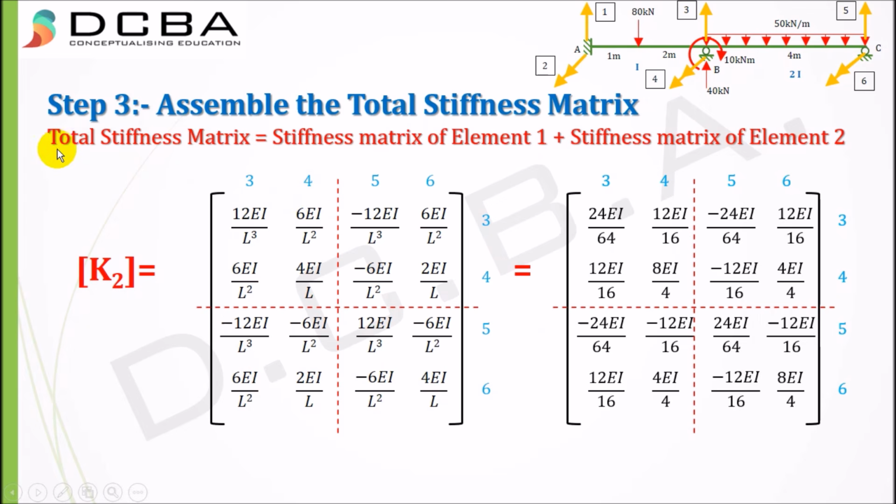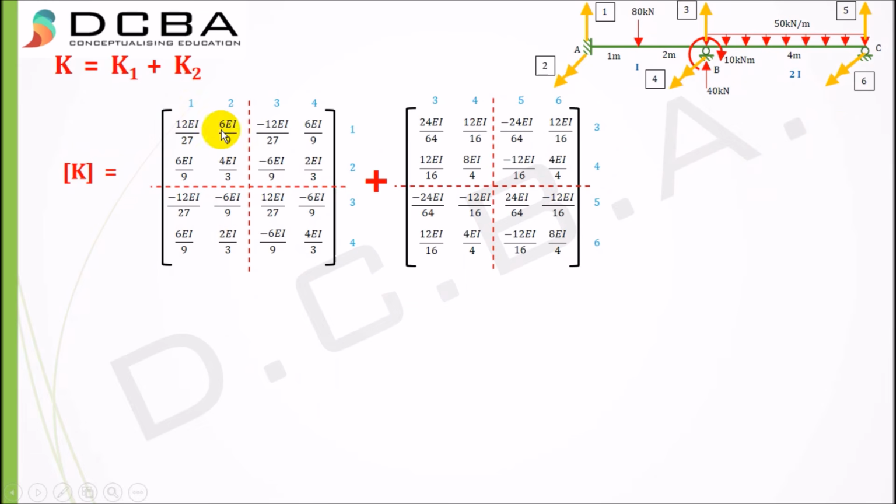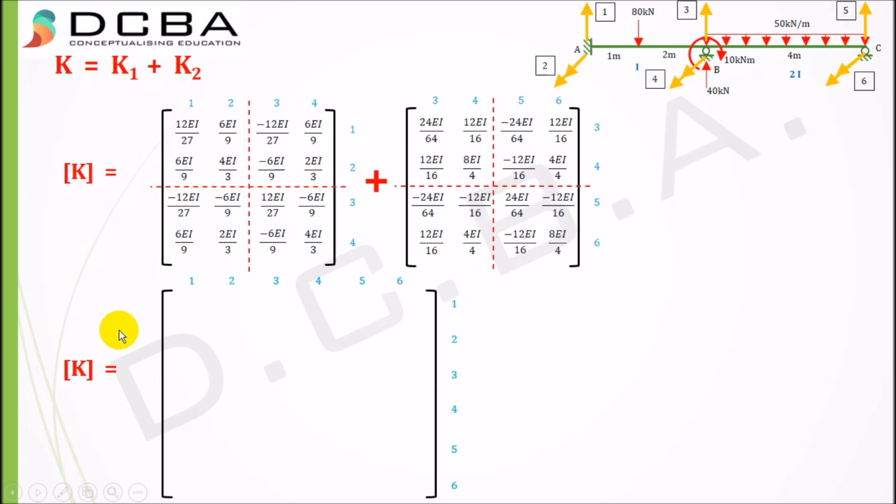Now we need to get the total stiffness matrix, which is stiffness matrix for element 1 plus element 2. So we have here total stiffness matrix as K and K1 plus K2, and now we have to write them properly. The total stiffness matrix will be a 6 cross 6 element matrix, because here there are 6 forces, 1 2 3 4 5 6.